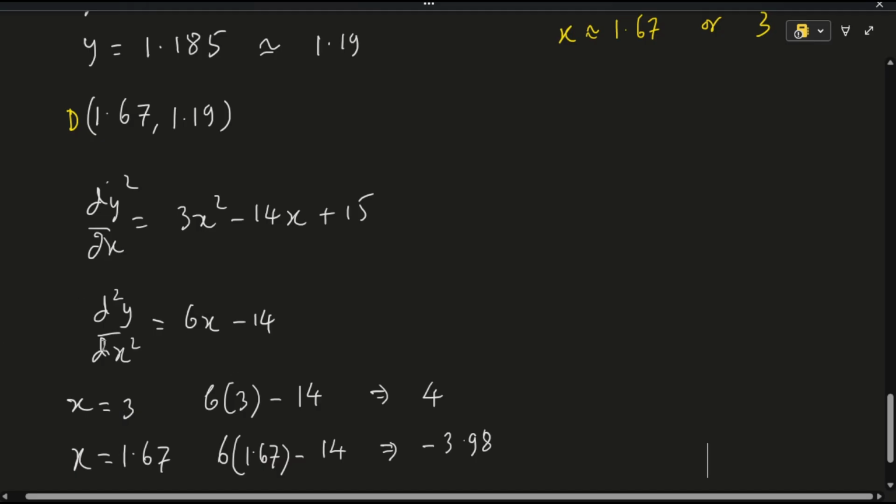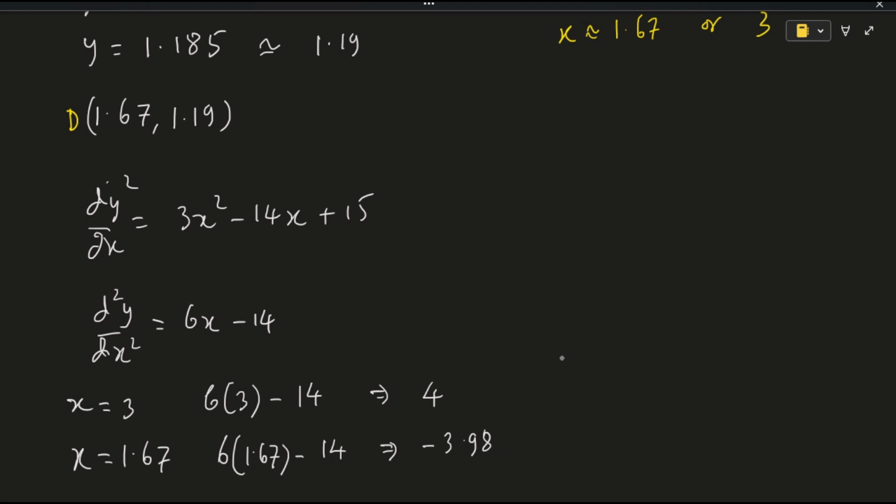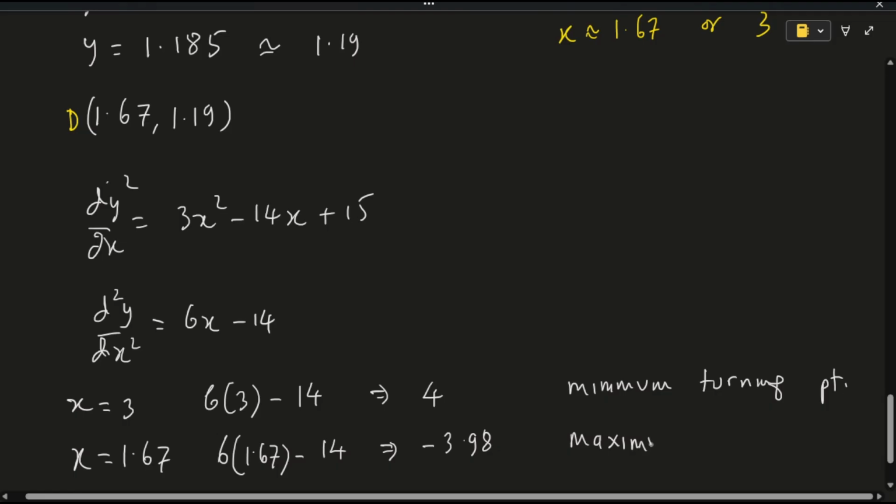Because the second derivative at the point x equal to 3 gives a positive value, this turning point is the minimum turning point, and the point where x is equal to 1.67, with the second derivative giving a negative value, is the maximum turning point. So we have here the minimum turning point, and this is the maximum turning point.